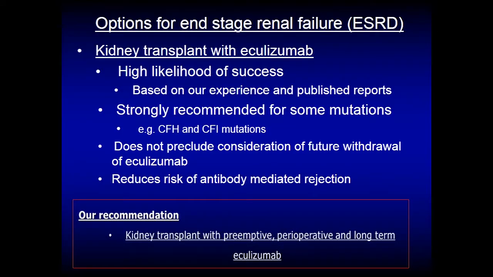Okay, so that leaves what for us is the preferred option, which is a kidney transplant with eculizumab. There's a high likelihood of success, and this is based on our experience and on published literature that is now accumulating every month. I think it's the best way to do this, and I'd say strongly recommended for some types of mutations, the ones we have the most experience with, which are complement factor H and complement factor I. Putting somebody on eculizumab at the time of their transplant and committing them to long-term therapy does not preclude the subsequent consideration of withdrawal of eculizumab. And giving somebody a kidney transplant alone with eculizumab does not preclude the subsequent consideration of adding a liver transplant if you were to get to that point.